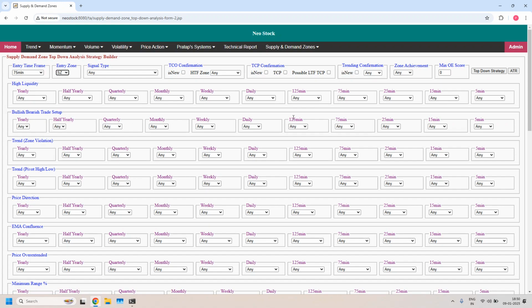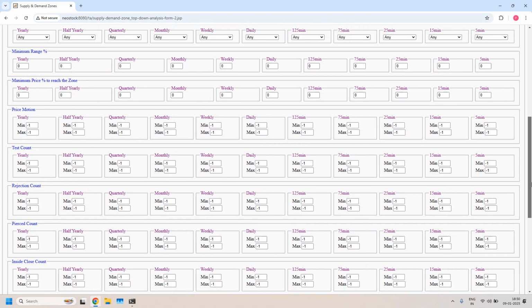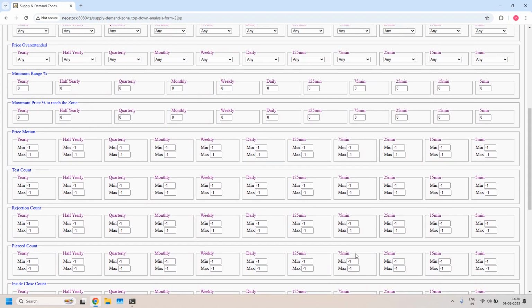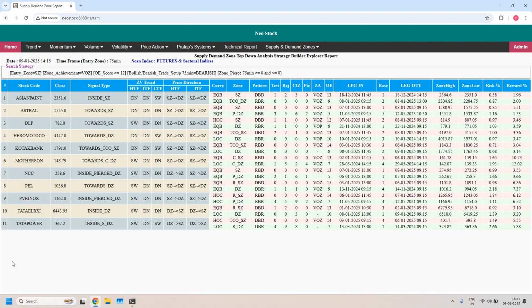In bullish or bearish trade setup at 75 minutes, I am selecting bearish. The 75 minute supply zone should not be pierced. So that's why at 75 minutes time frame, pierced count, I am setting minimum value 0, maximum value 0. And zone achievement violated opposing zone, minimum odd enhancer score 12. With all the 3 filters, we got 11 stocks.